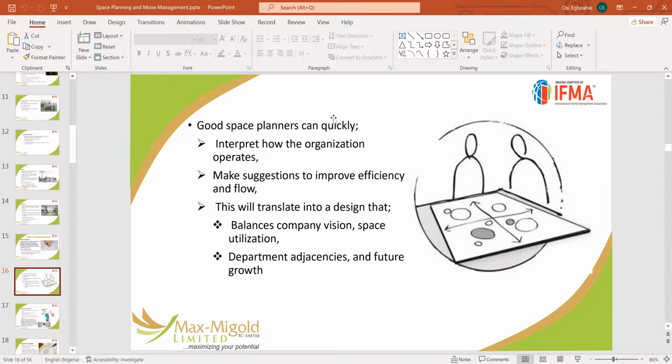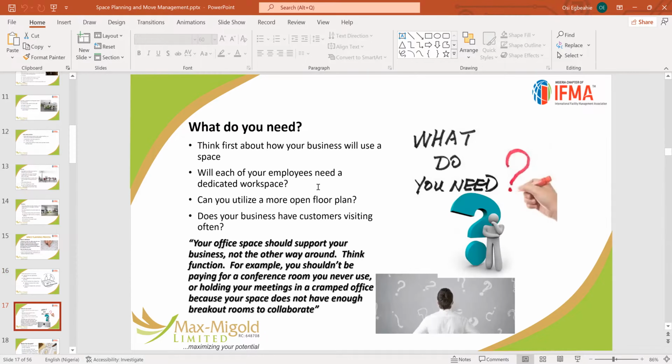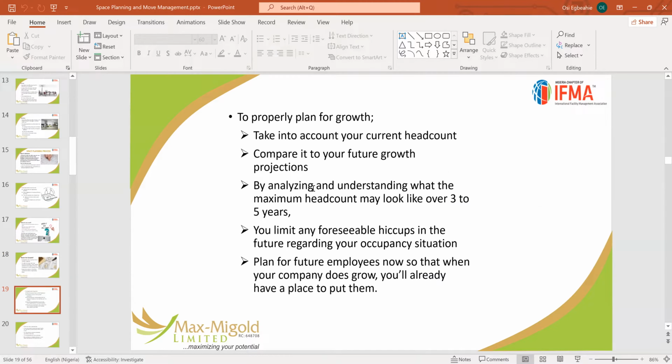Three, this will translate into a design that balances the company's vision, space utilization, development, adjacency, and future growth for the organization. It's just someone that understands who will be able to interpret it for the offices.